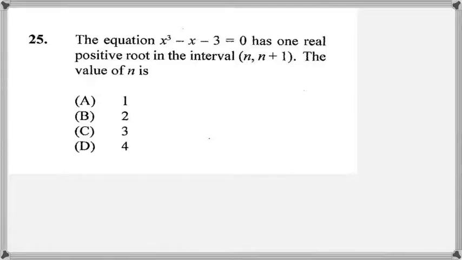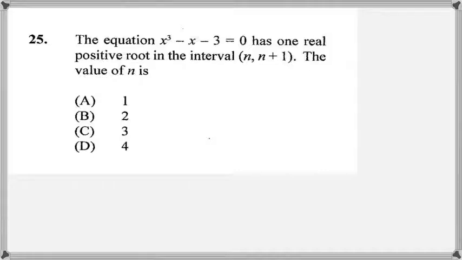Hey guys, so now let's look at this question here, question 25. It says that the equation x to the power of 3 minus x minus 3 is equal to 0 has one real positive root in the interval n comma n plus 1. The value of n is, and that's what I want us to find.